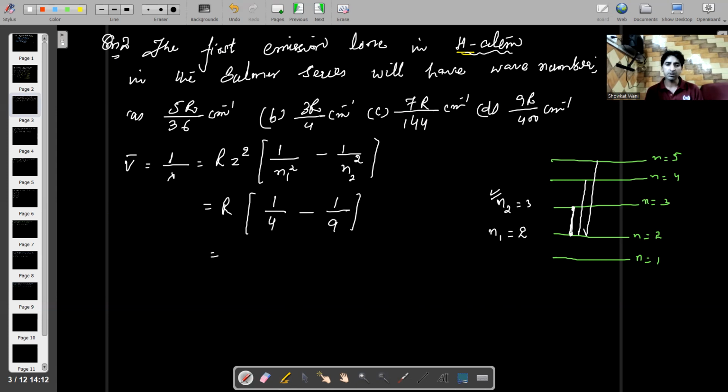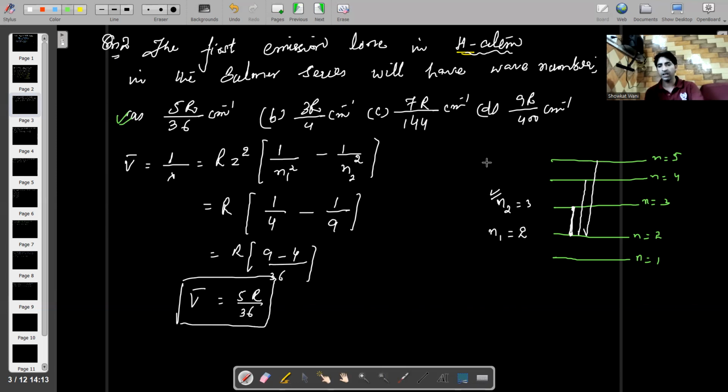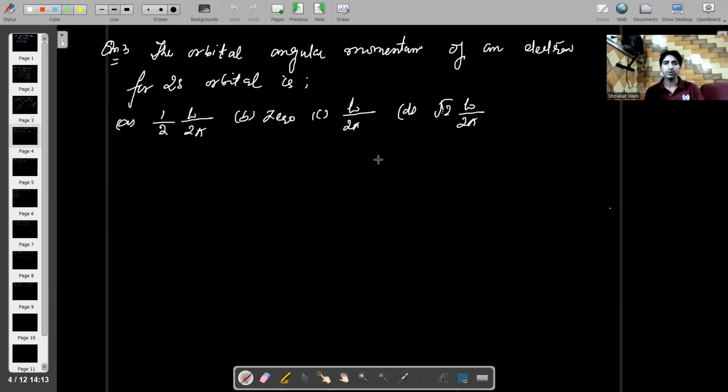So let's further solve it. This will be R into 9 ones are 9 minus 4 ones are 4, divided by 9 fours are 36. So 9 minus 4 is 5. This will be 5R divided by 36, and this will be your wave number. So the correct option for this question is 5R by 36. Our answer will be option number E, 5R by 36. Now let us move to the next question.